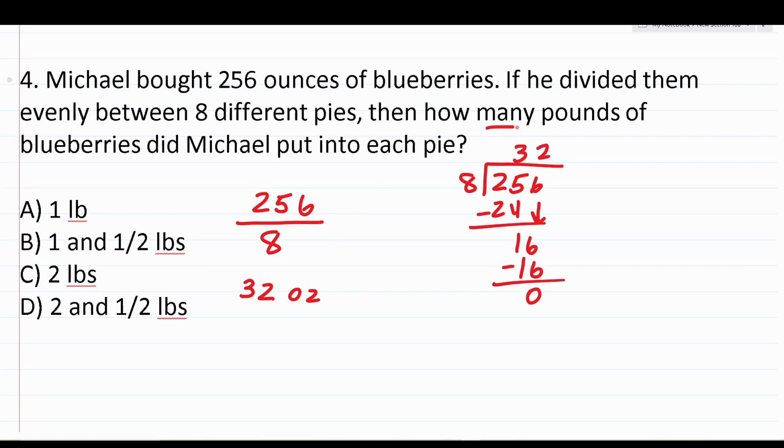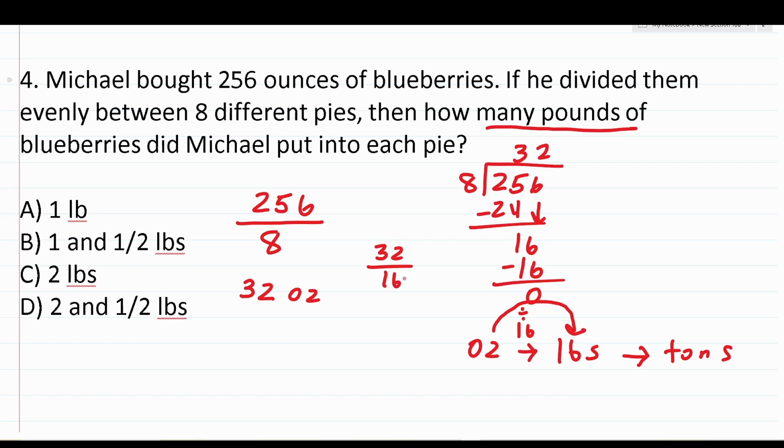Well, we want to know how many pounds of blueberries he put into each pie. So we're going to have to convert these ounces to pounds. Again, if it's helpful, you can write it out like this. We have ounces, pounds, and tons for our weight and mass units. In this case, we're going from ounces to pounds, or we're converting from ounces to pounds. So we're going to be dividing, and we're going to be dividing by 16 since there are 16 ounces in every pound. So this is just 32 divided by 16. 32 divided by 16 is just 2.